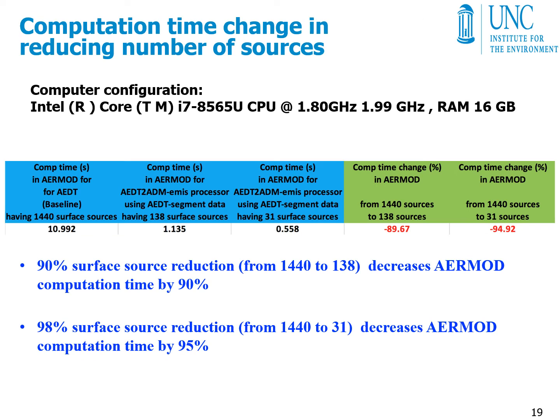This slide shows the computation time change in reducing the number of sources. The result shows 90% surface source reductions from 1440 to 138 decrease AERMOD computation time by 90%, and 98% surface source reductions from 1440 to 31 decrease AERMOD computation time by 95%.